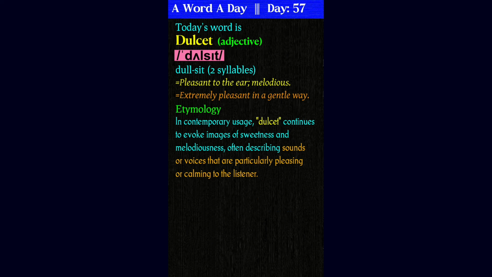In contemporary usage, dulcet continues to evoke images of sweetness and melodiousness, often describing sounds or voices that are particularly pleasing or calming to the listener. It conveys a sense of tranquility and beauty, contrasting with the harshness of cacophony.